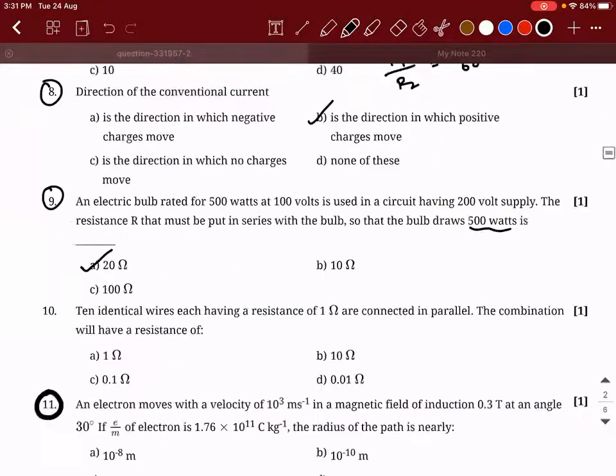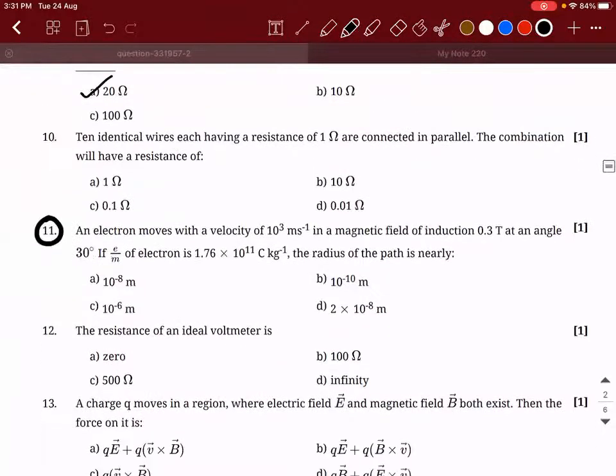Okay, sir. So the 10th one. 10 identical wires, each having a resistance of 1 ohm, are connected in parallel. The combination will have a resistance of. Easy, done.